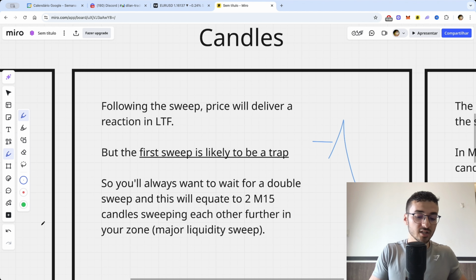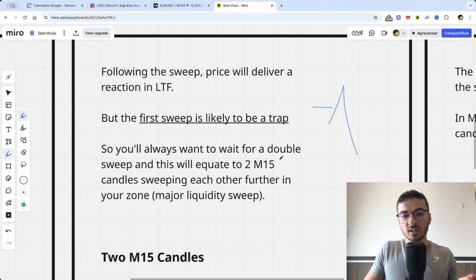But I just found more profitability in waiting for a second, because I know that a lot of times smarter traders are always getting stopped out. So by me waiting for them to get stopped out, I increase my chances of being alongside the top traders, because 95% of the traders lose, and they're all trading SMC and ICT nowadays. So you always want to wait for a double sweep.